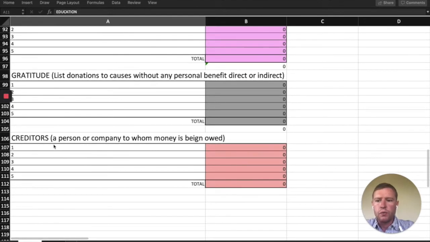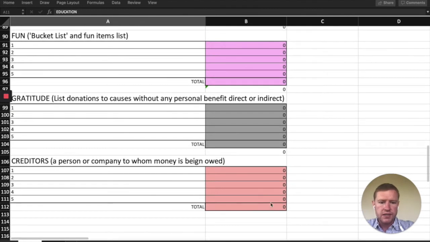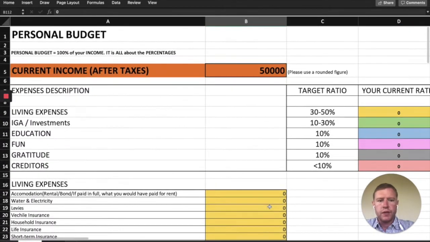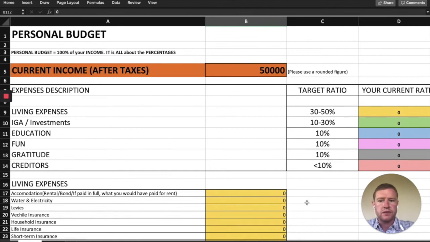Now the last one will be your creditors. Your creditors, this is anybody that you owe money to. So this will be your clothing accounts, car installments, anything that you're paying off on a monthly basis. So what you can do is you will see everything has been calculated for you. So you can really just type in the different creditors and it will automatically create the total for you in each section. So if we go back to this column, this is very important.